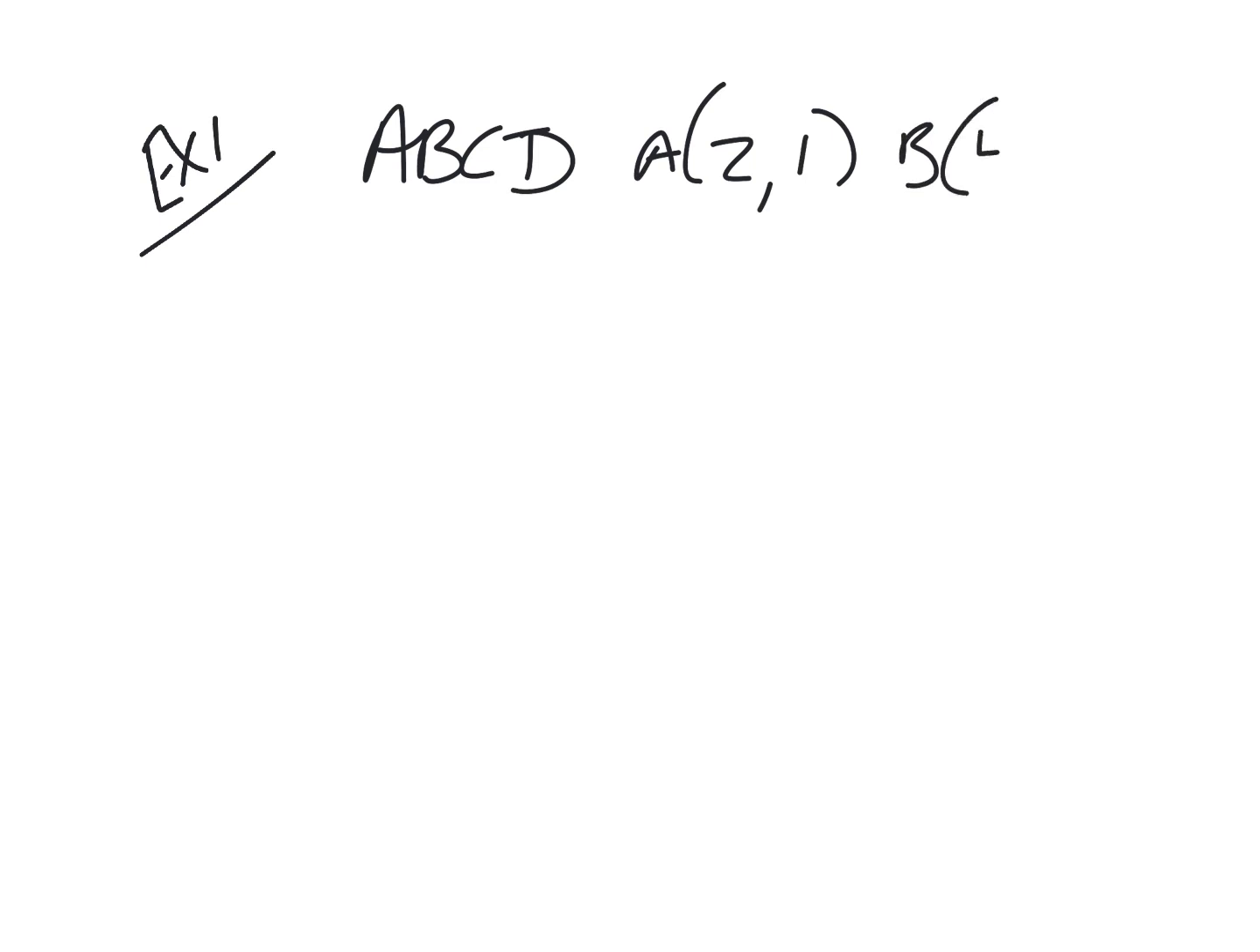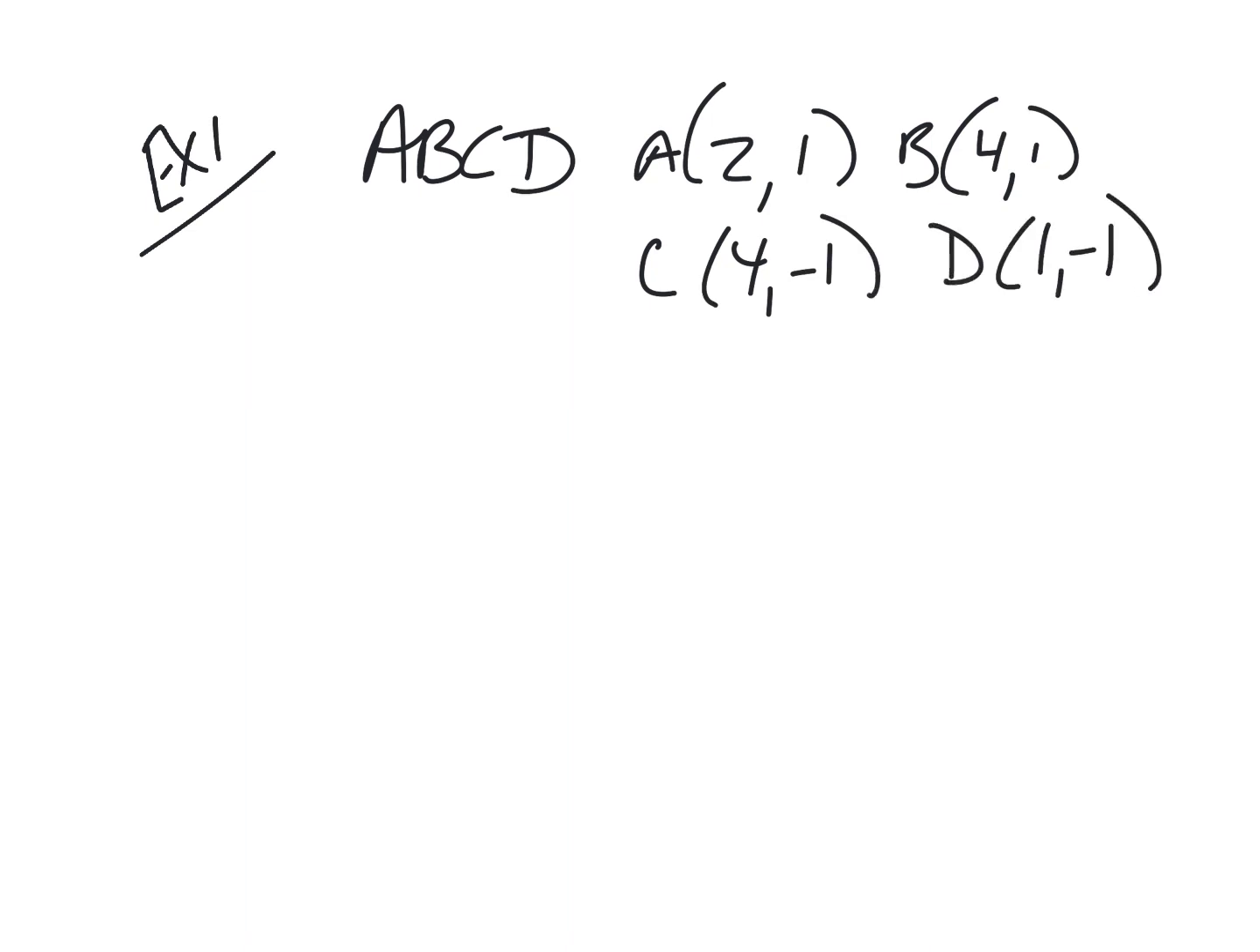Example 1. So we're going to draw a dilation of a quadrilateral A, B, C, D with the vertices 2, 1. So this is A. B is 4, 1. C is 4, -1. And D is 1, -1.